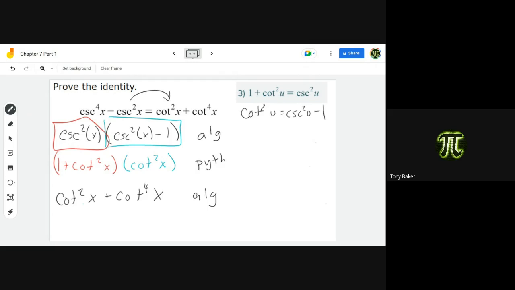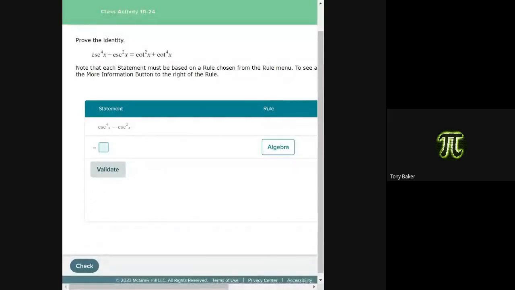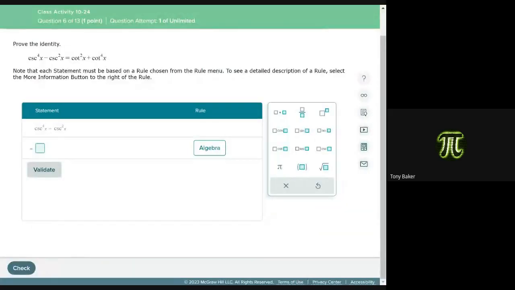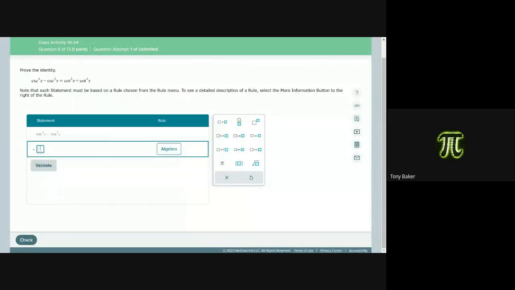My suggestion when you're doing these is do not try to type them directly into Alex as you're doing them. Do it out on paper and then type your work into Alex. Okay? So we now have Alex. So the first thing I did was factor out a cosecant of x.